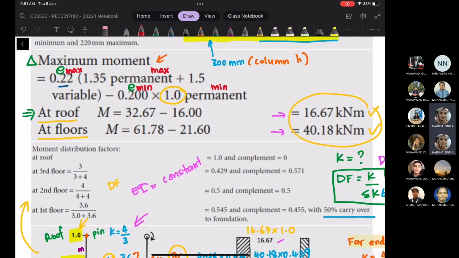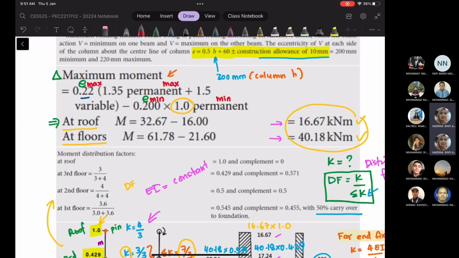It is 32.67 minus 16, so the difference is 16.67, while at the floors, the value is 61.78 minus 21.6. Right, so we have here 40.18 kilonewton meter. So we have got the maximum moment.